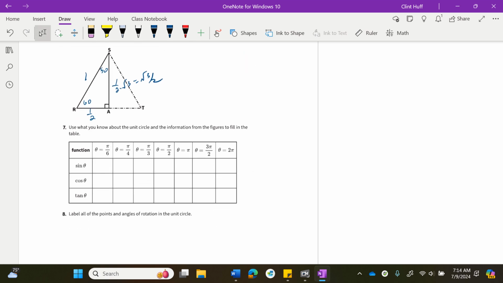Okay, now on the chart here, it says use what you know about the unit circle and the information from the triangles up above. The sine of pi over 6 is going to be 1/2. The cosine is going to be root 3 over 2. And the tangent is the ratio between the sine and the cosine. So I'm putting 1/2 over root 3 over 2. The 2's cancel out. If you rationalize, you get root 3 over 3.